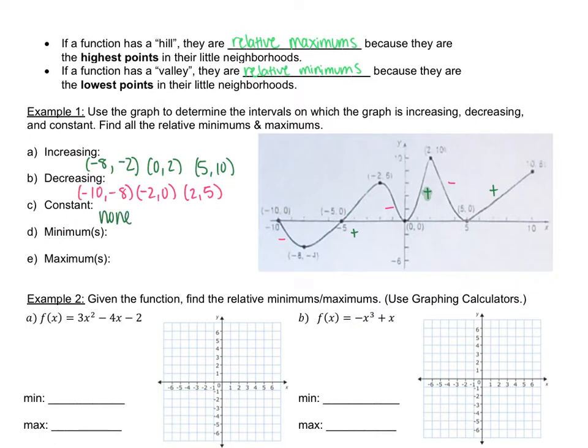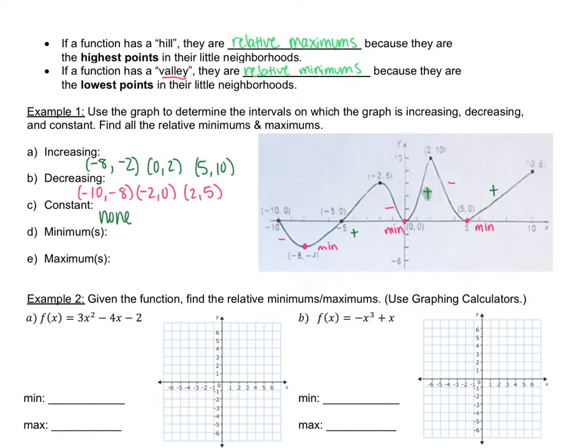Minimums, we actually have quite a few minimums here. So let me grab my pen. We have a minimum right here. So minimums, you want to look for those valleys or those dips. So we have a minimum there, a relative minimum. We have another minimum here, and we have another minimum here. So we have like 3 minimums.